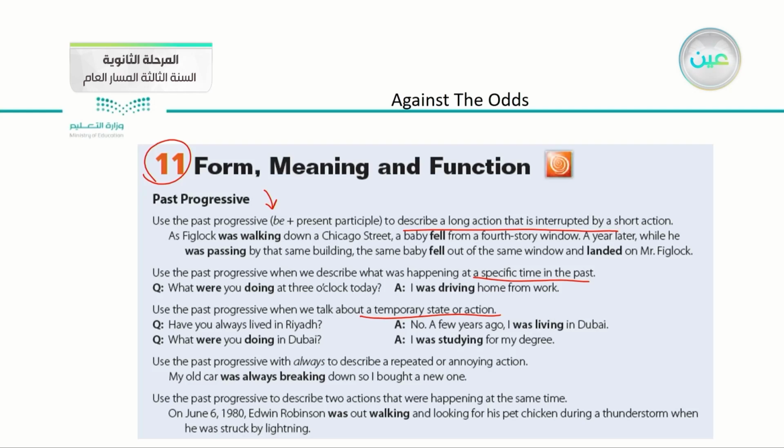And we also use the past progressive to describe two actions that were happening at the same time. The example we have here is Edwin Robertson was out walking and looking for his pet chicken during a thunderstorm when he was struck by lightning. So there are two actions happening at the same time.